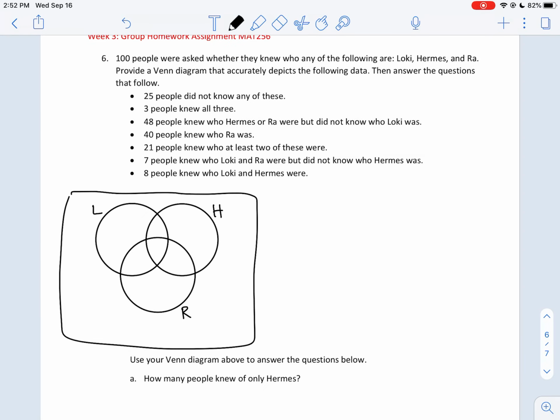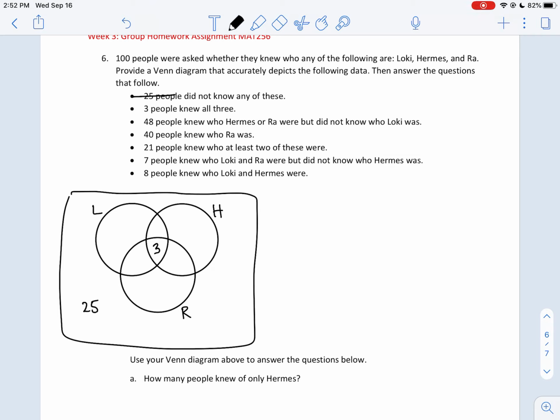Okay, 25 people did not know any of these. So we have 25 people outside, but still in the universe. 3 people knew all 3. So that puts the 3 right in the middle. 48 people knew who Hermes or Ra were, but did not know who Loki was. So we have 48 people who are in the Hermes and Ra, but not in the Loki. So that's those 3. We're going to have to keep that in mind, that those need to add to 48.